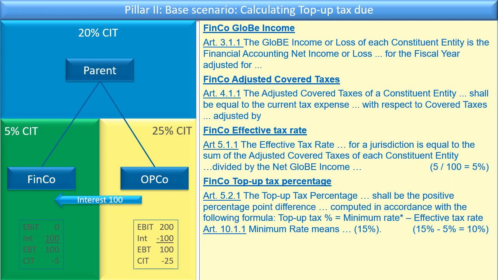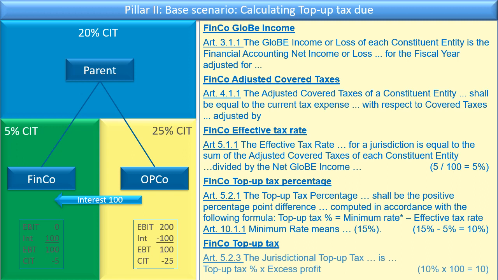And the top-up tax percentage is the positive percentage point difference computed in accordance with the following formula. You take the minimum rate minus the effective rate. Now, I've already calculated the effective rate, that's 5%. The minimum rate is defined in Article 10.1.1, and it says the minimum rate means 15%, also written in words in the formal definition. And then 15 minus 5 is 10%, so the top-up tax percentage is 10.